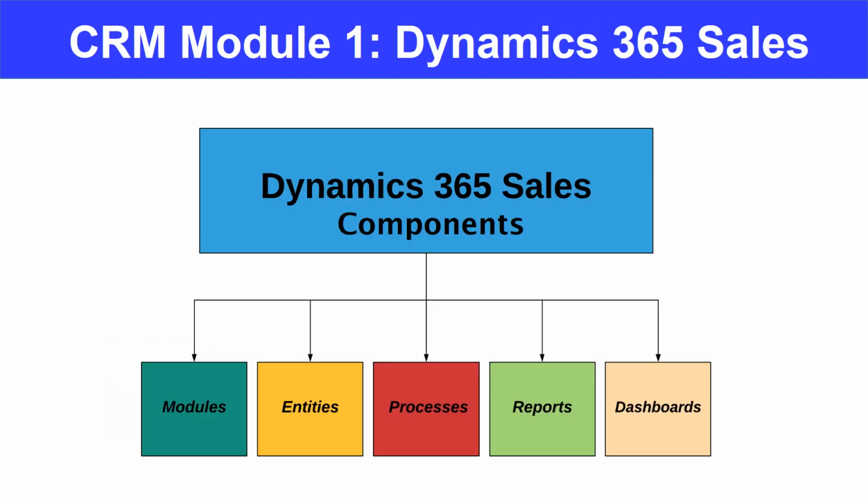Let's now learn the variety of applications of Dynamics CRM. First application is Sales. As we can see, Sales has further 5 components as shown: Module, Entities, Processes, Dashboards and Report. Modules are a grouping of functionalities that serve a specific business scope. The standard modules provided by Microsoft are Sales Module, Service Module and Marketing Module.